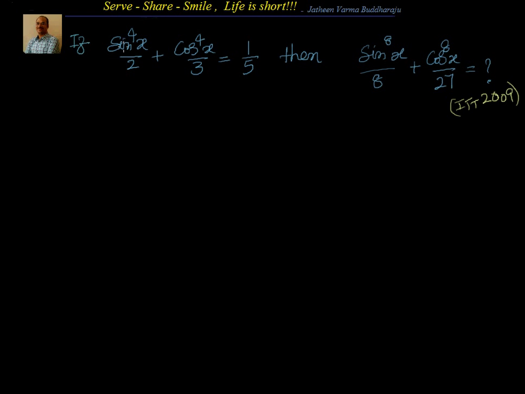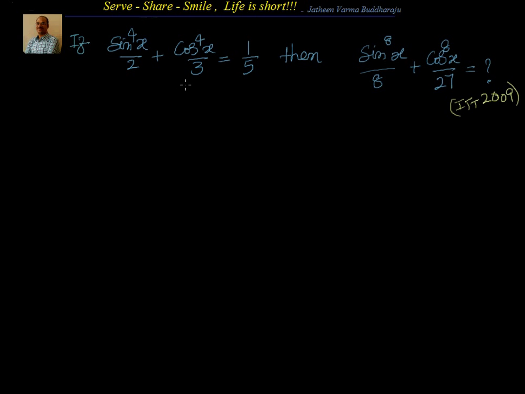We have been given sin to the power of 4x by 2 plus cos to the power of 4x by 3 equal to 1 by 5. We have to find out what is the value of sin to the power of 8x by 8 plus cos to the power of 8x by 27. That's equal to how much? It's actually a multiple choice question where different values are given, but we'll take it as a problem and try to find out the value of this.